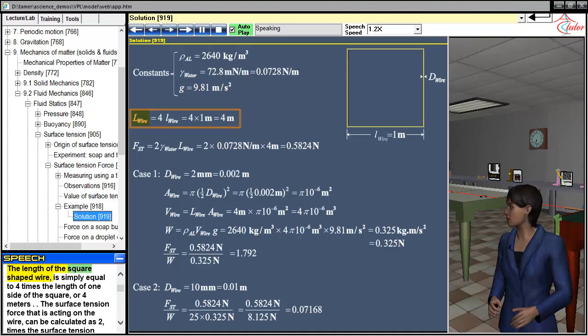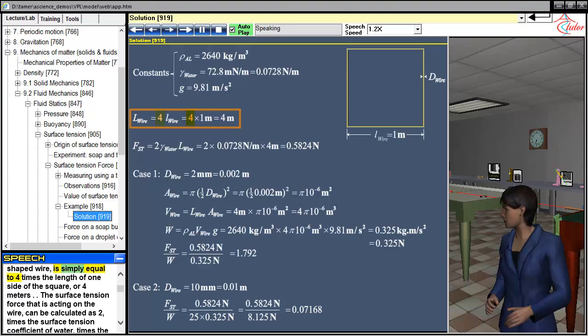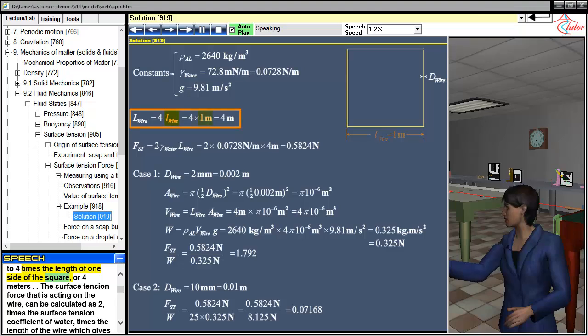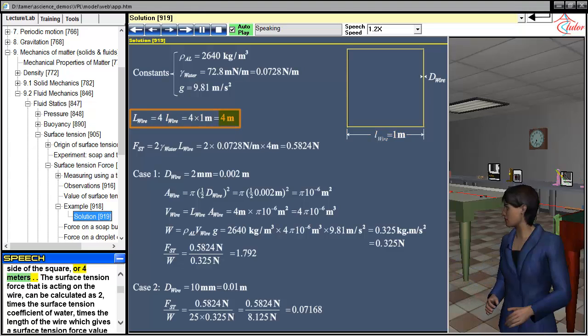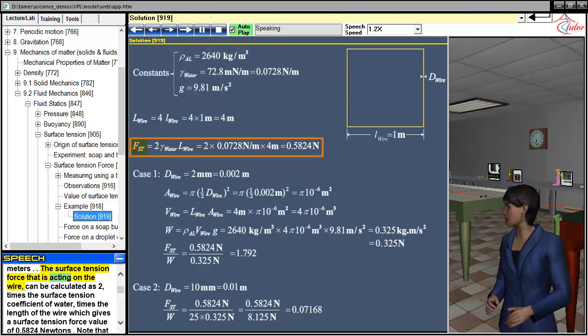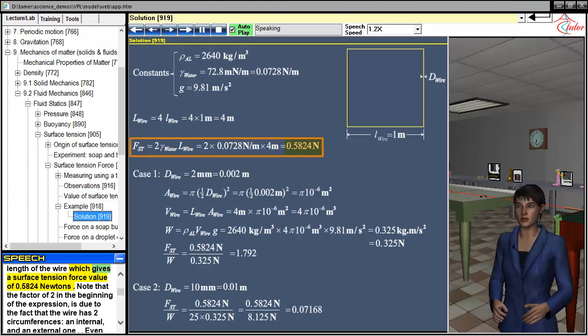The length of the square-shaped wire is simply equal to 4 times the length of one side of the square, or 4 meters. The surface tension force that is acting on the wire can be calculated as 2 times the surface tension coefficient of water times the length of the wire, which gives a surface tension force value of 0.5824 newtons.